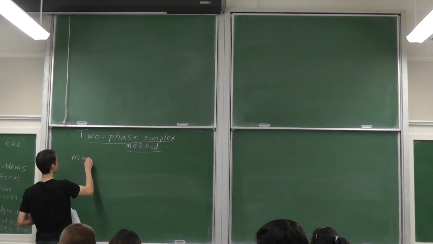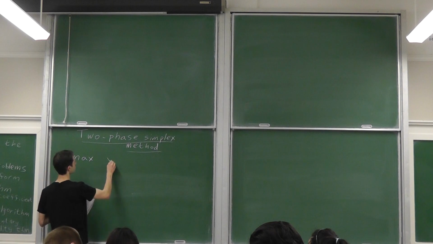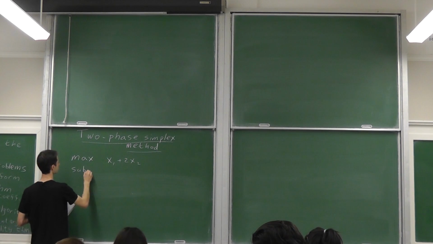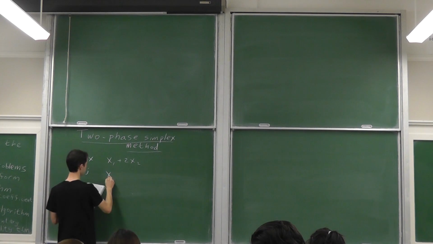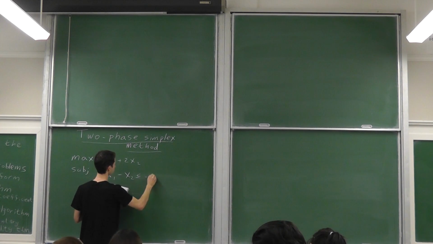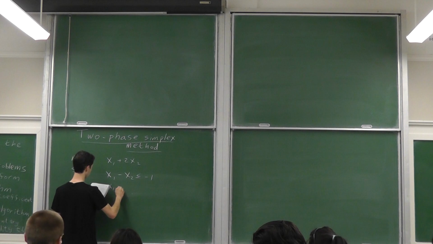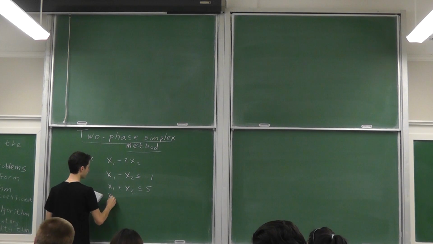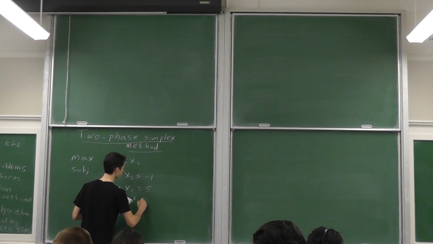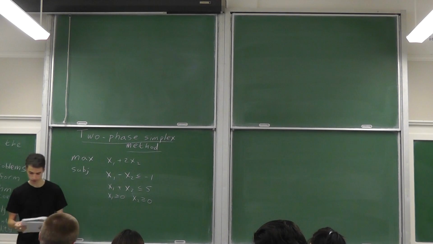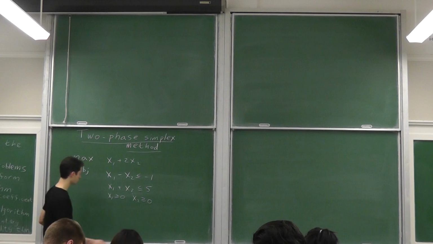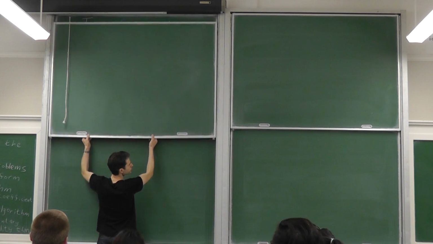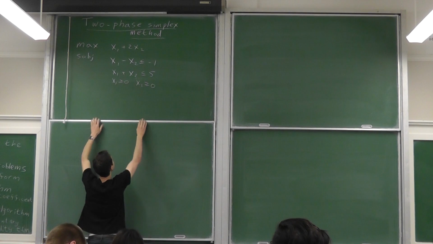So the question is to maximize x1 plus x2 subject to x1 minus x2 smaller or equal to minus 1, x1 plus x2 smaller or equal to 5, x1 positive, x2 positive. And we'll also organize the solution slightly differently than what we usually do.